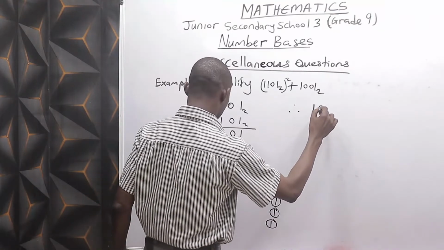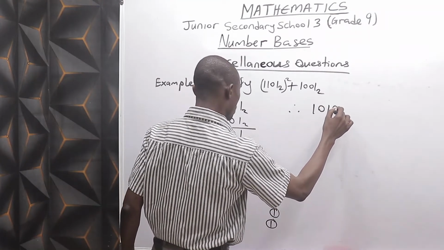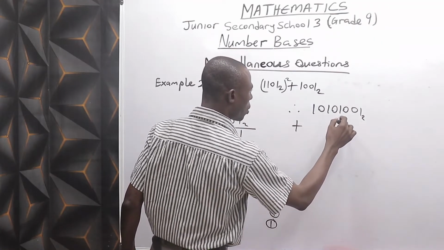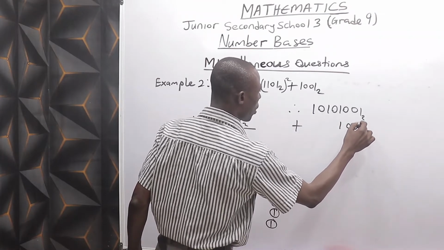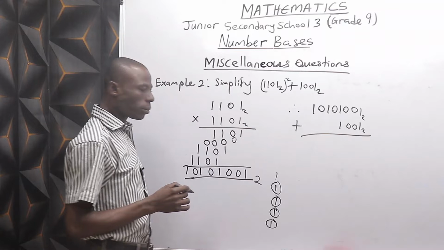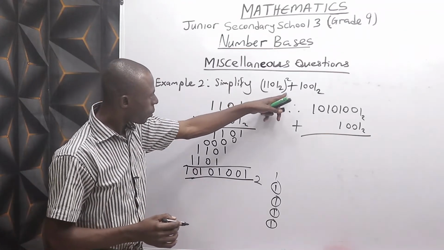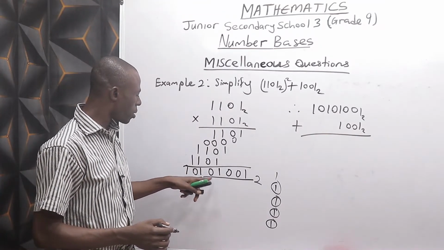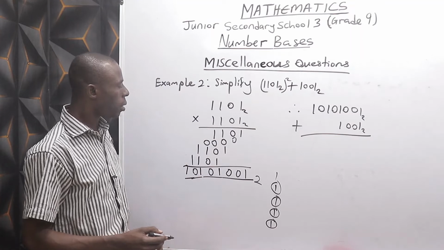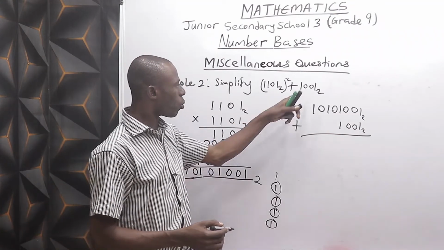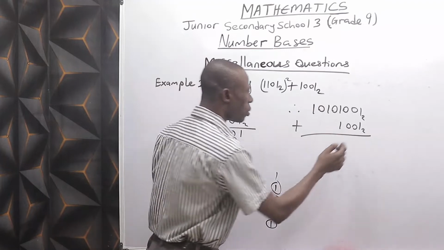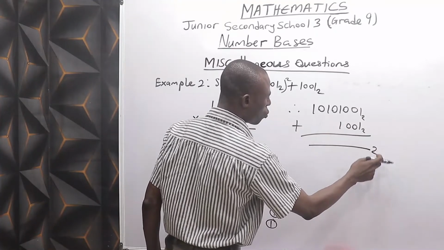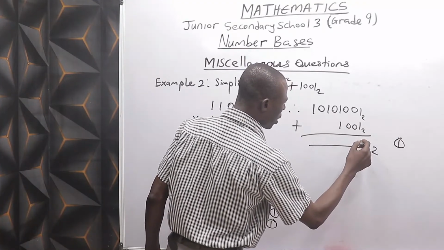Therefore, 10101001 base 2 plus 1001 base 2. Are you following? The one in brackets raised to power 2 is resolved to be 10101001, and we have to add that result to 1001 base 2. Same base 2: 1 plus 1 is 2. We cannot write the 2. 2 into 2 is 1, remainder 0.